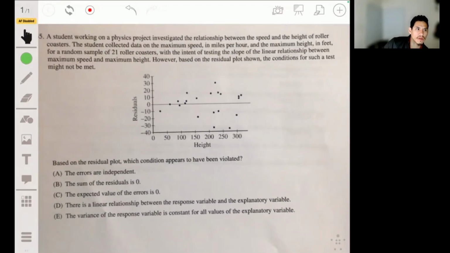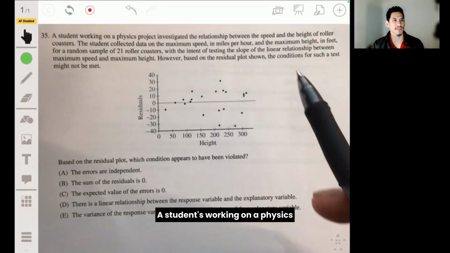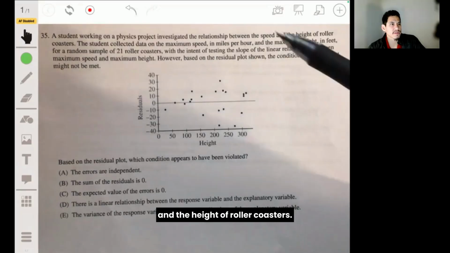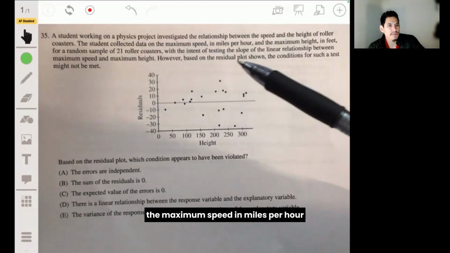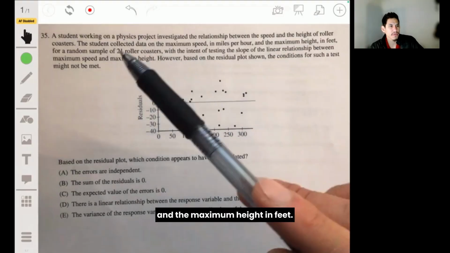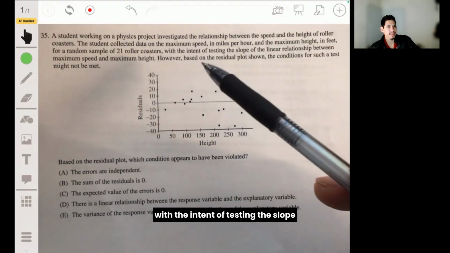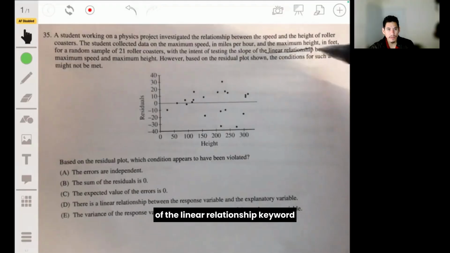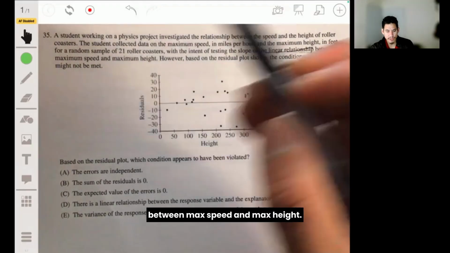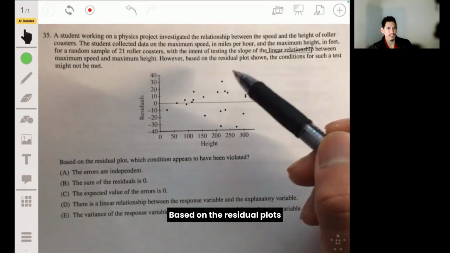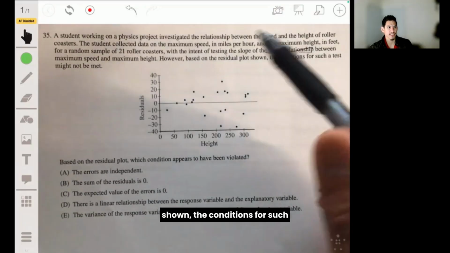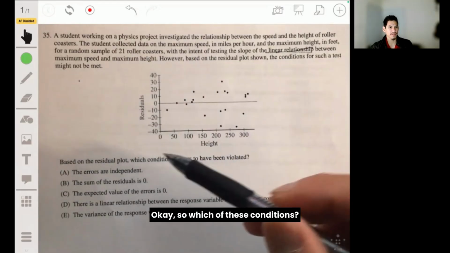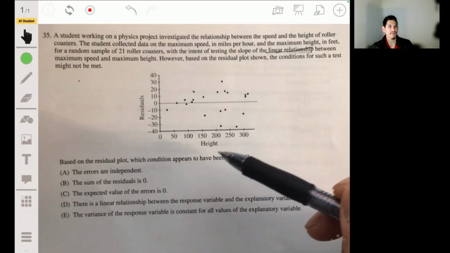35. A student working on a physics project investigates the relationship between the speed and the height of roller coasters. The student collected data on the maximum speed in miles per hour and the maximum height in feet, from a random sample of 21 coasters, with the intent of testing the slope of the linear relationship, keyword, between max speed and max height. Based on the residual plot shown, the conditions for such a test might not be met. Okay, so which of these conditions appear to have been violated?